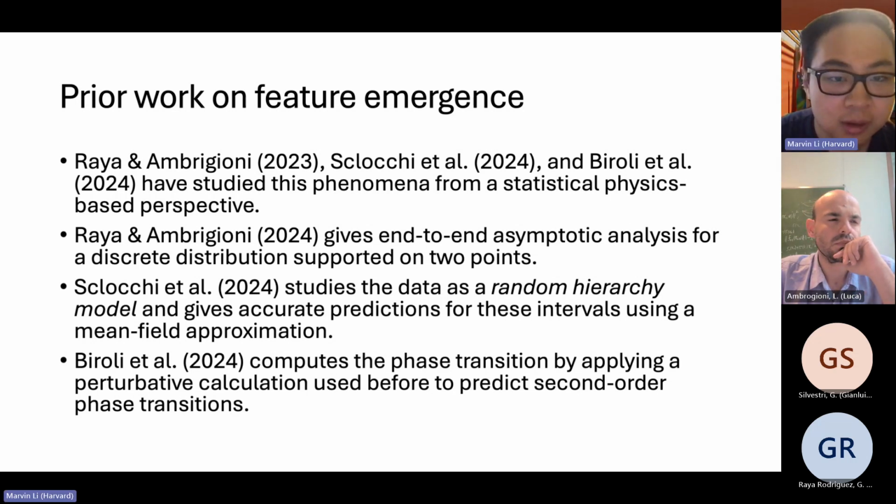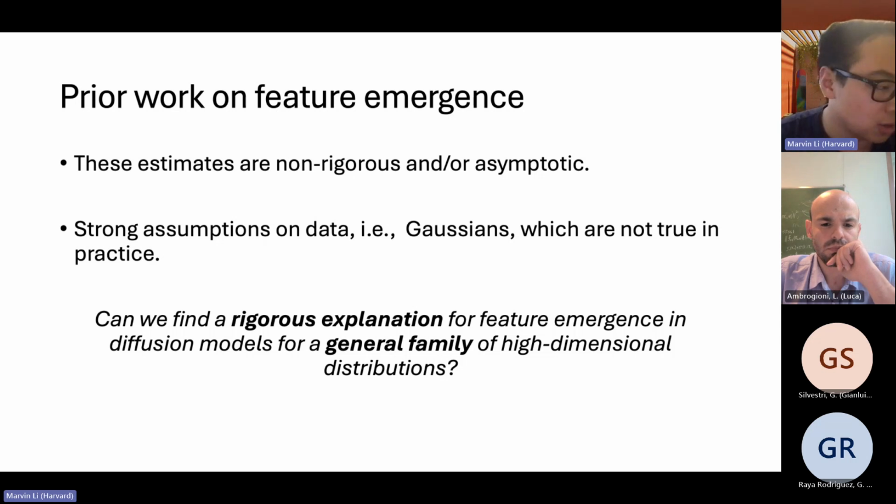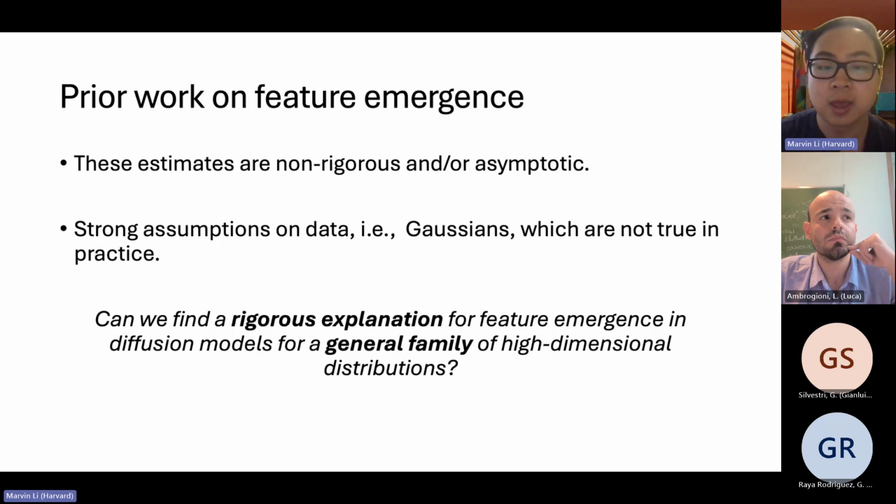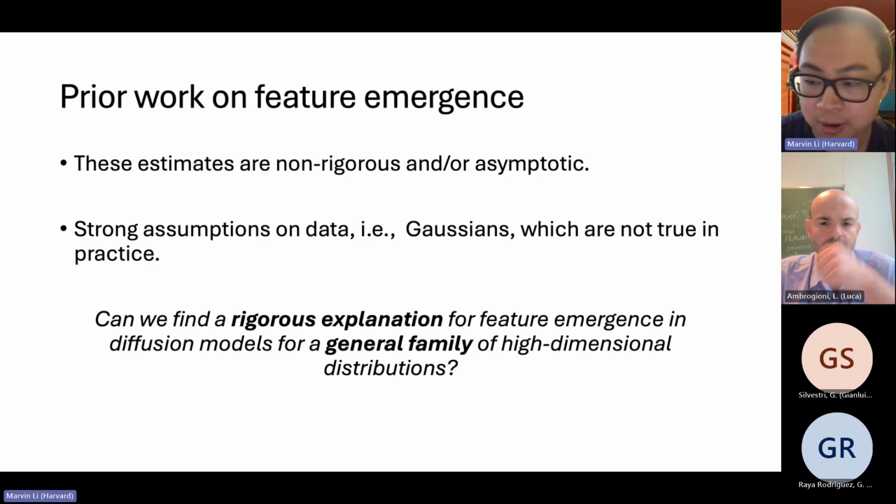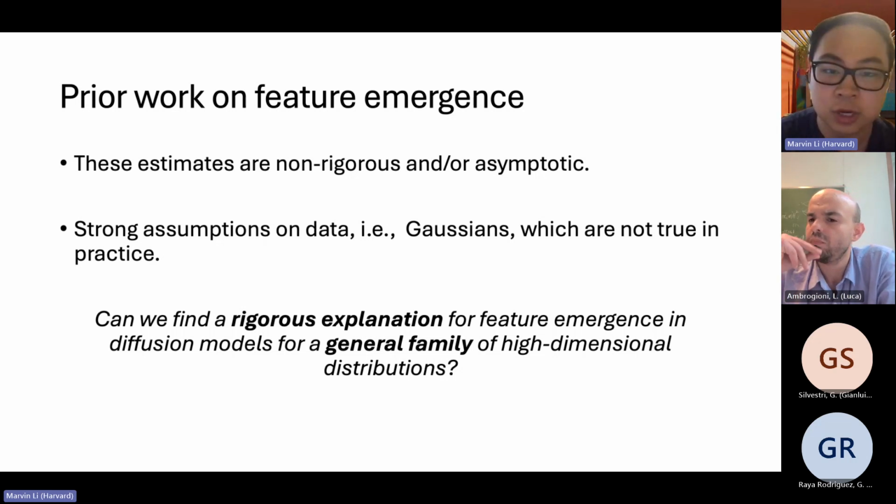Just in general, these estimates are either asymptotic or non-rigorous. By that I mean they aren't proofs for why the diffusion model should behave in a certain way up to this certain interval. They also require very strong assumptions on the data, that the data be Gaussian, or Dirac delta functions, which aren't really true in practice.